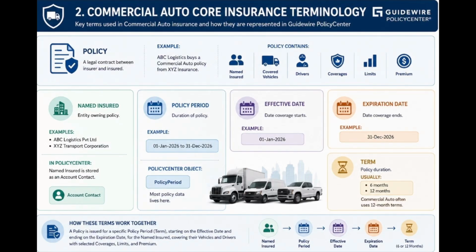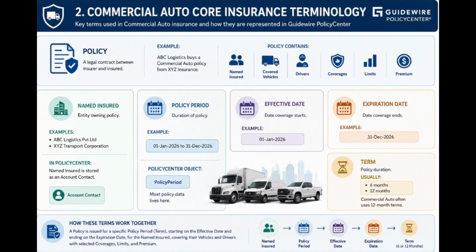Commercial auto core insurance terminology. Policy: a legal contract between insurer and insured. Example: ABC Logistics buys a commercial auto policy from XYZ Insurance. A policy contains the named insured, covered vehicles, drivers, coverages, limits, and premium. Named insured: the entity owning the policy. Examples: ABC Logistics Private Ltd, XYZ Transport Corporation. In PolicyCenter, the named insured is stored as an account contact.